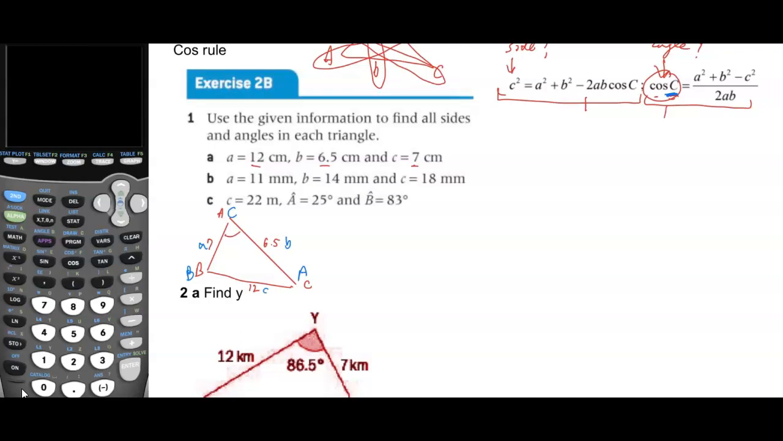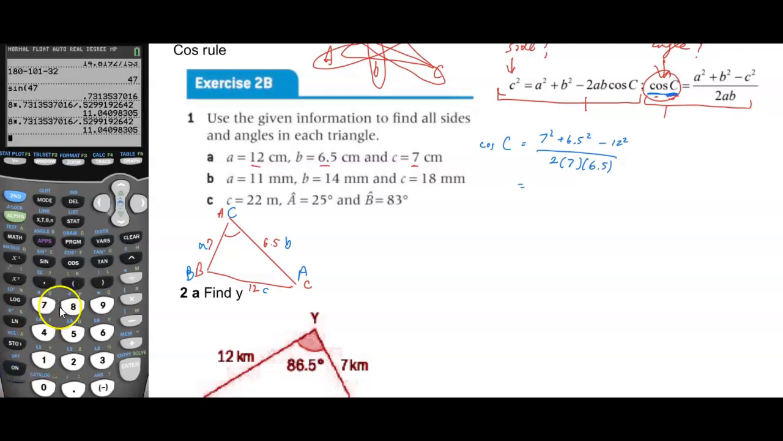Okay, now I'm going to fill in everything into the formula. So on the left, I'm going to have cosine C. And then on the right side, I'm going to have A squared plus B squared, so that would be 7 squared plus 6.5 squared minus C squared, which would be 12 squared. And on the bottom, I would just have 2AB, which will be 2 times 7 times 6.5. So I'm going to put that in my calculator, and then I'm going to eventually figure out what C is.